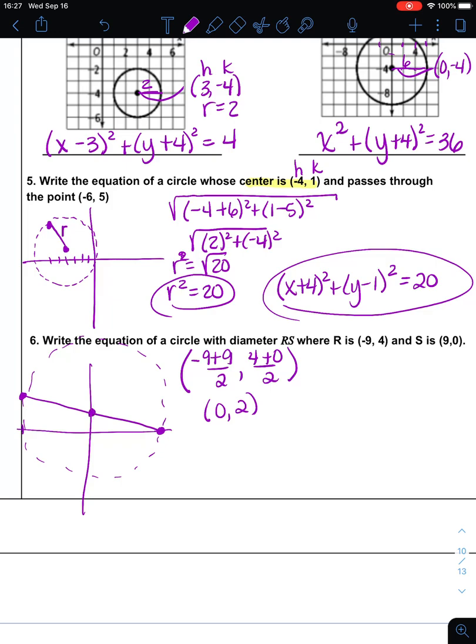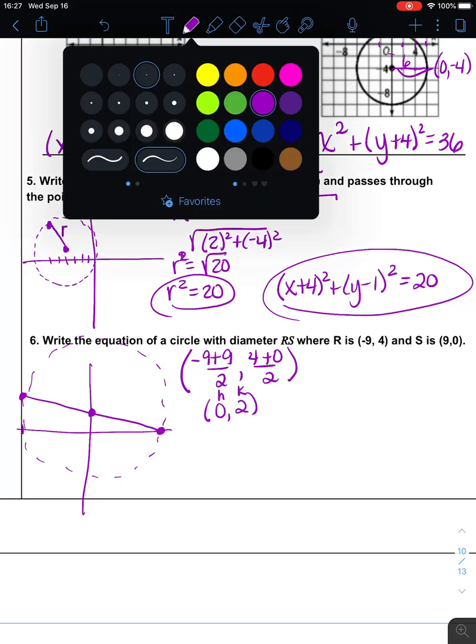And you would also get that if you graphed it. You can always put this on graph paper and see it. That way you could visualize it. So now we know our h and our k. We need our radius. So you can use the midpoint, or you can find the diameter and take half of that, whichever one you want to do. But since I need the radius, I'm going to go ahead and do it.